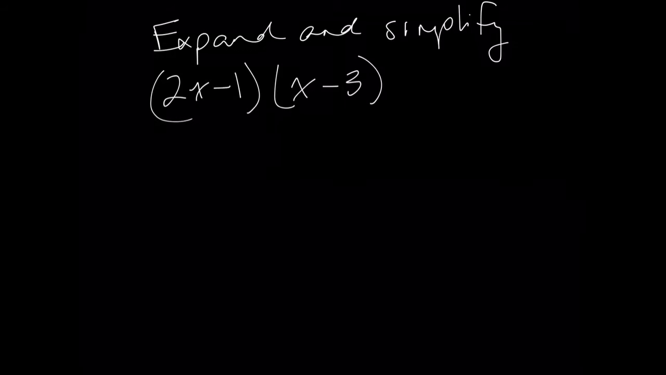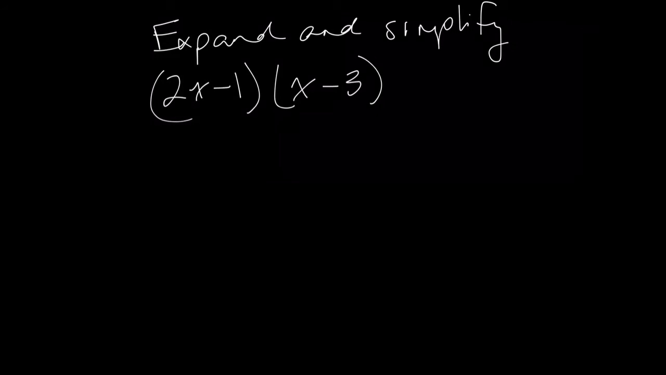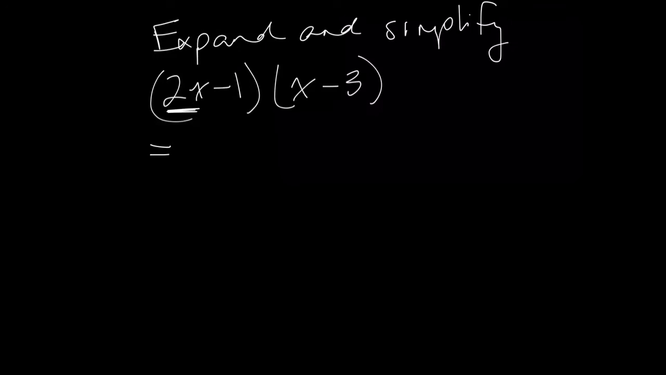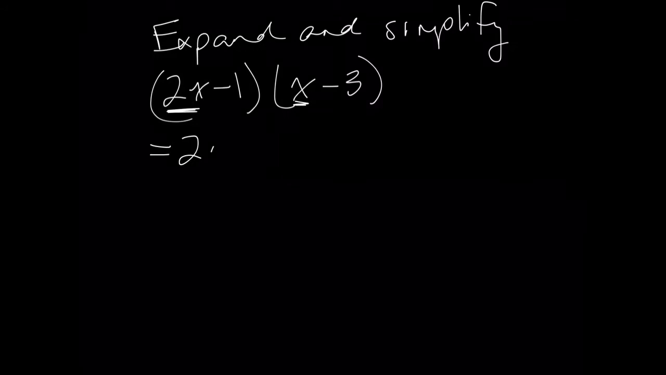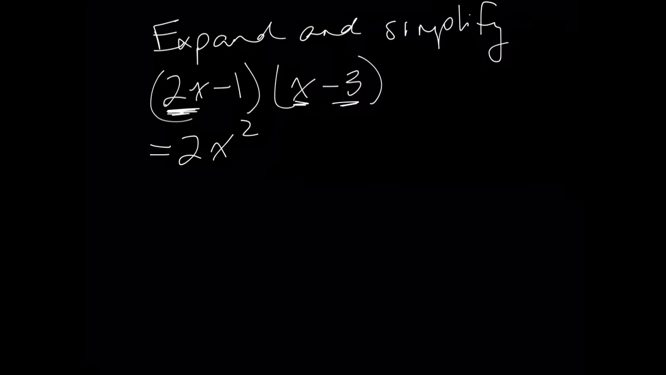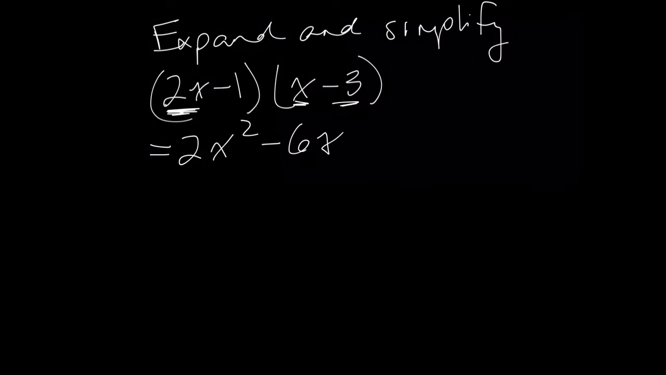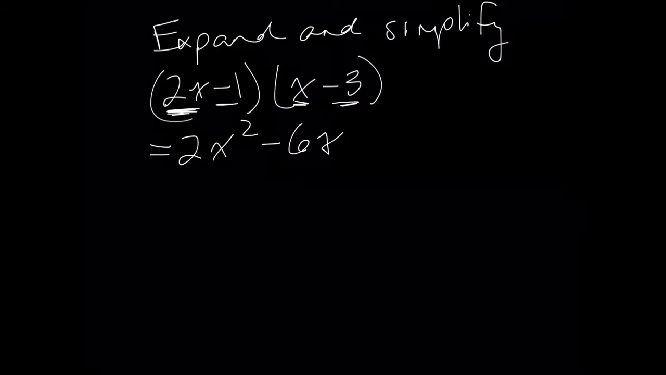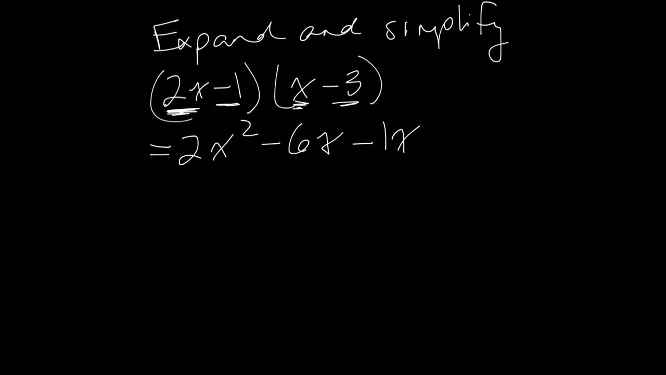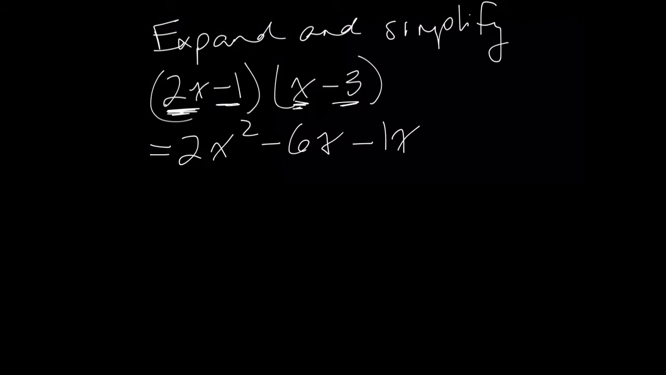One more example before we go, and this time I'm not going to draw out FOIL, but I'll just get going. The first thing I'm going to do is first times the first, so that's 2x squared. The next thing I'm going to do is 2x times negative 3, so positive 2 times negative 3 makes negative 6x. Next I'm going to go negative 1 times x makes negative 1x, and I'll do the last step, which is negative 1 multiplied by negative 3. Negative times a negative is a positive, and 1 times 3 is 3.